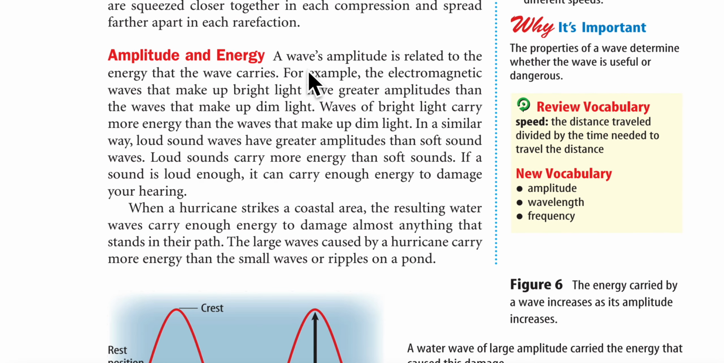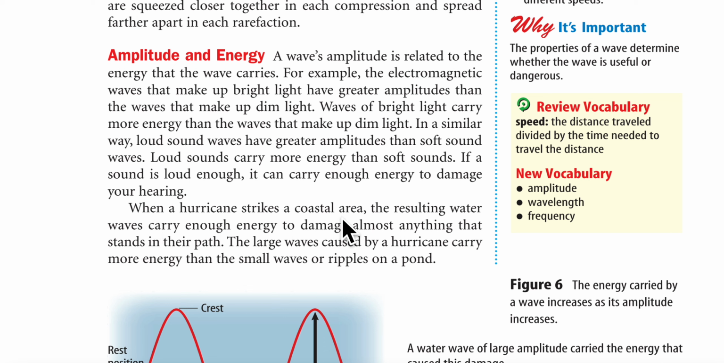Amplitude and energy. A wave's amplitude is related to the energy that the wave carries. For example, the electromagnetic waves that make up a bright light have greater amplitude than the waves that make up dim light. Waves of bright light carry more energy than the waves that make up dim light. In a similar way, loud sound waves have greater amplitude than soft sound waves. Loud sounds carry more energy than soft sounds. If a sound is loud enough, it can carry enough energy to damage your hearing.